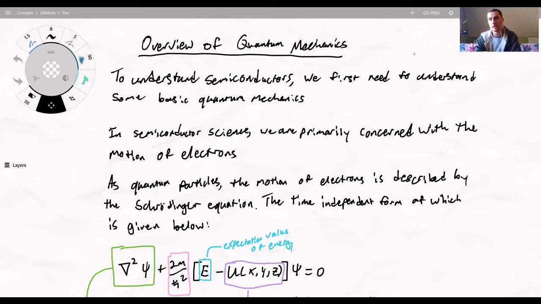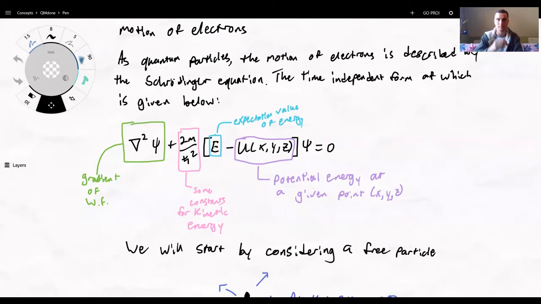So remember, in quantum mechanics, we can describe nuclei or electrons. For semiconductors, we don't care about the nuclei so much. We're going to only care about the electrons and, equivalently, holes, because they're going to behave essentially the same. As a quantum particle, the motion of an electron is going to be described by the Schrodinger equation. You should use the time-dependent form, but you could do a little bit of math and simplify it. We're going to care only about the time-independent form, which is given down here.